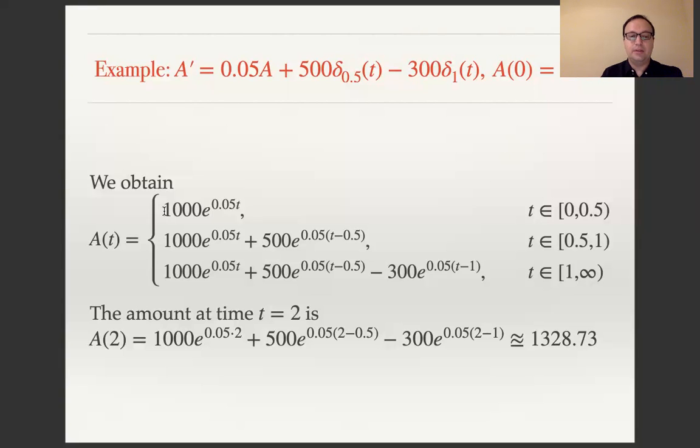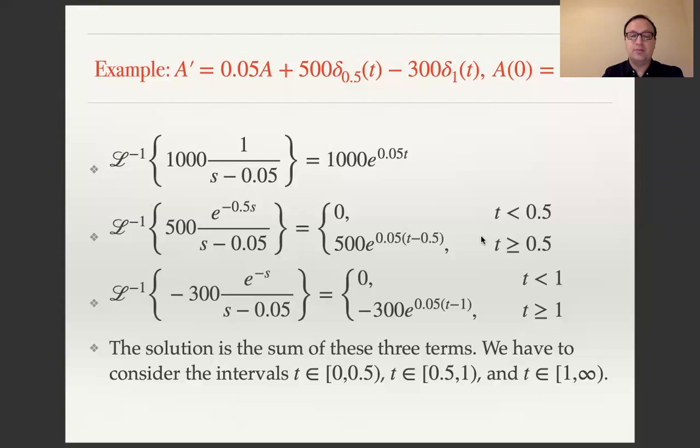All right, so what is the answer? We get 1000 times e to the 0.05 t on the interval between 0 and 0.5. This is because on this interval, only the first term contributes. And then 1000 e to the 0.05 t plus 500 e to the 0.05 times t minus 0.5 on the next interval, because there we have contributions from two terms.